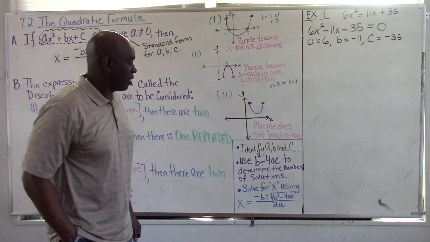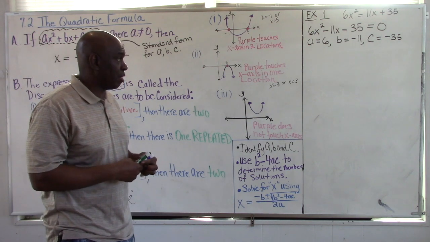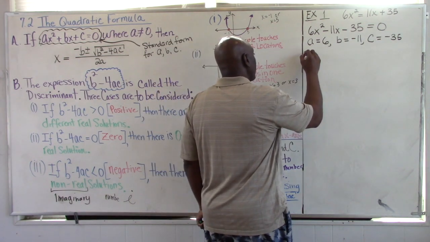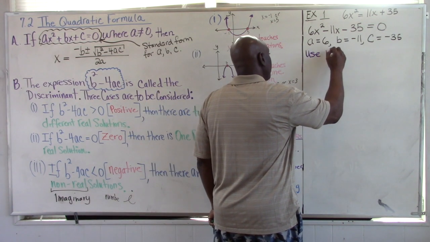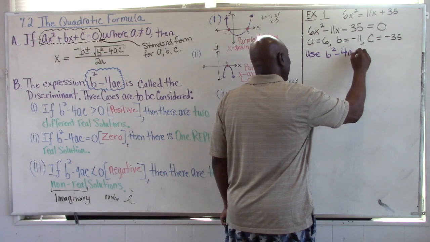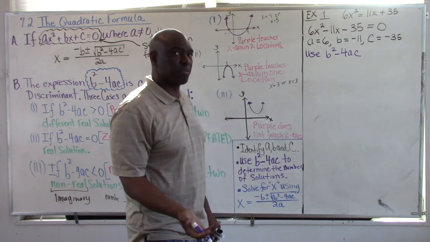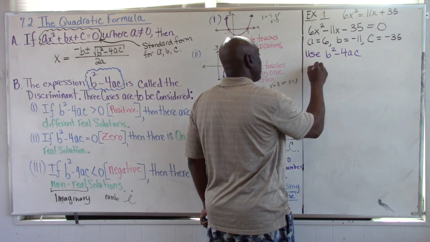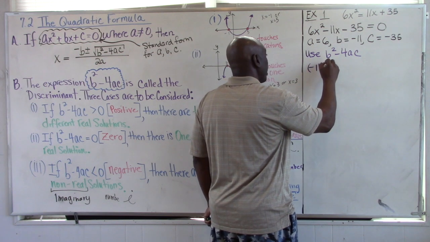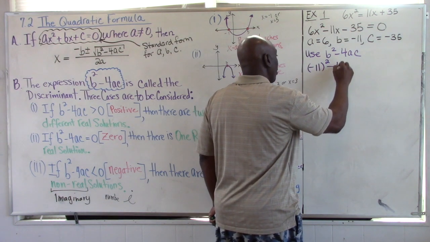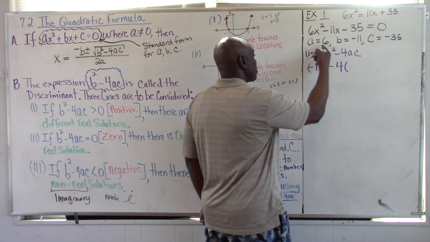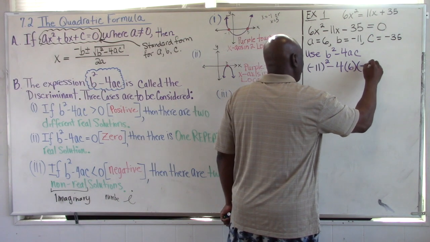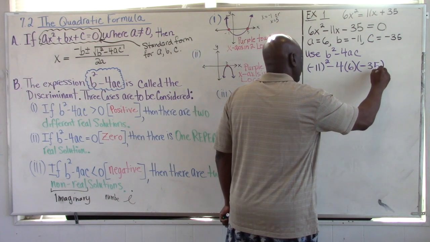Part 2 says, use b squared minus 4ac to determine the number of solutions. So now I must use b squared minus 4ac. Okay, let's use it. What is b? B is negative 11. So I'm going to have negative 11 squared minus 4 times, what is A? 6 times C, what is C? Negative 35. Okay, there we go.